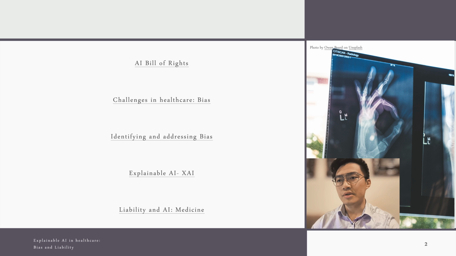We will be reviewing the AI Bill of Rights as a thought framework to the topics we will be discussing, and that is the challenges in healthcare with focus on bias, how we identify bias and possible ways to address said bias, how explainable AI can work toward addressing these challenges, and how those topics tie into liability and AI in medicine and healthcare.